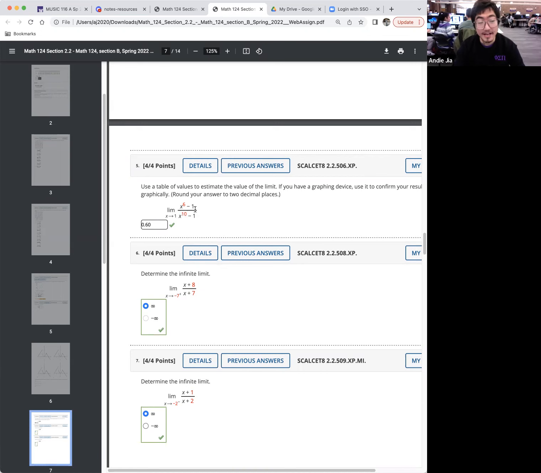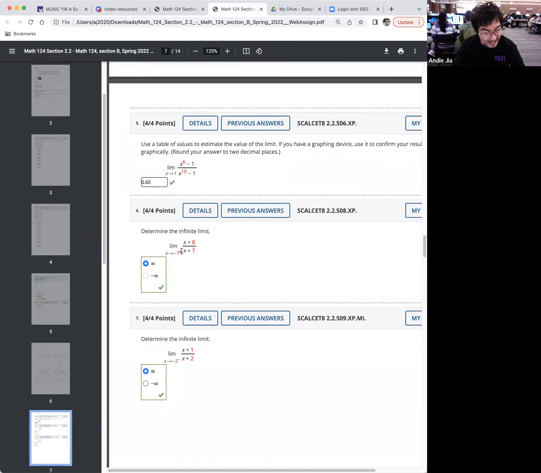So we do not have a limit evaluating strategy for section 2.2. We just approximate from here to 1. We can go from 0.9, 0.99, 0.999, or 1.1, 1.01, 1.001, to determine the behavior.